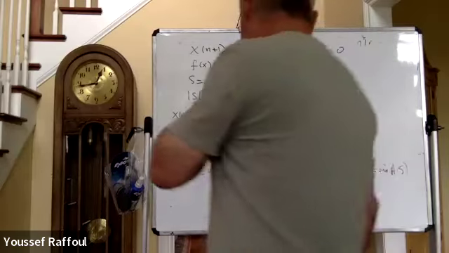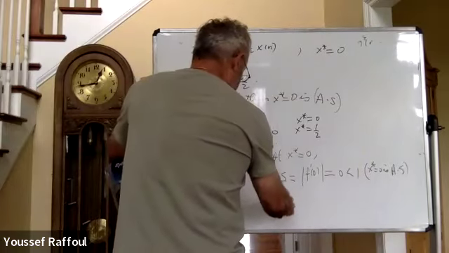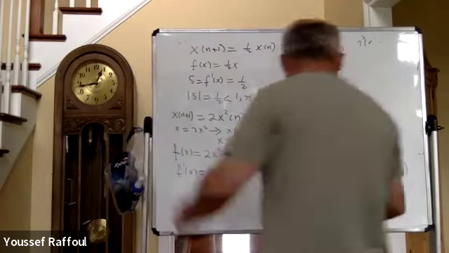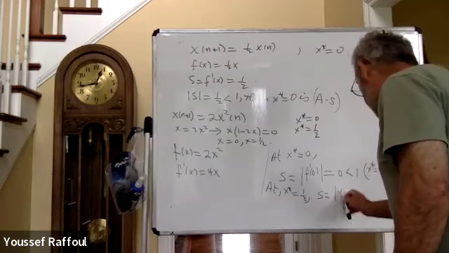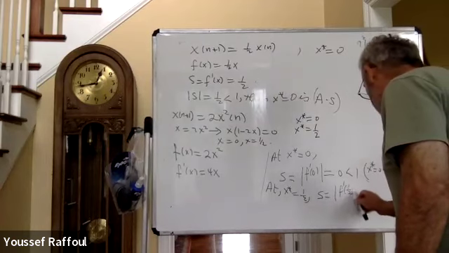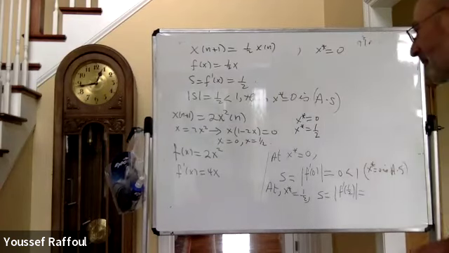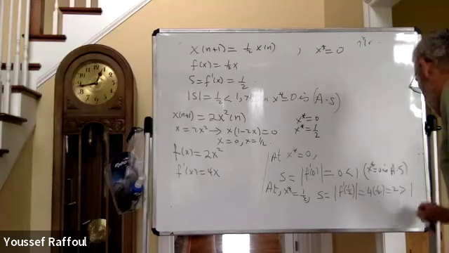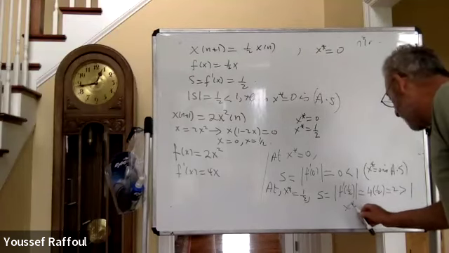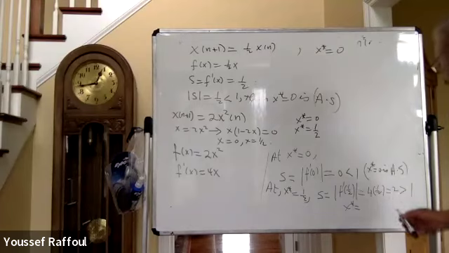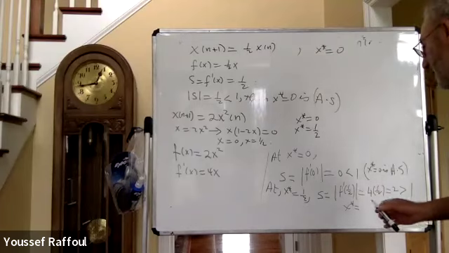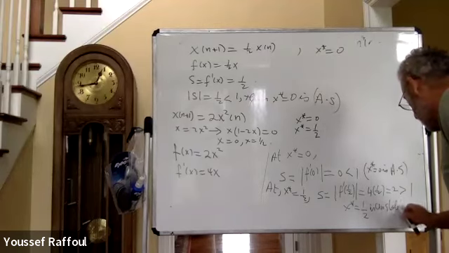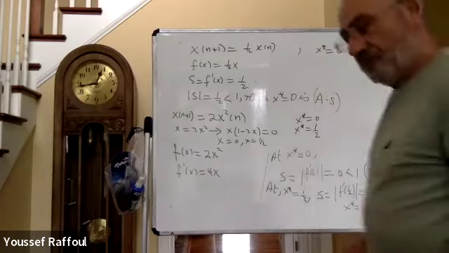And at x* equal 1/2, s is f'(1/2), and that is 4 times 1/2, that is 2, bigger than 1. So x* equal to 1/2 is unstable. Okay?